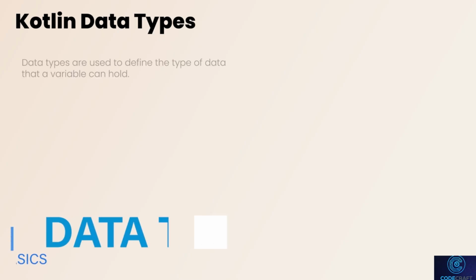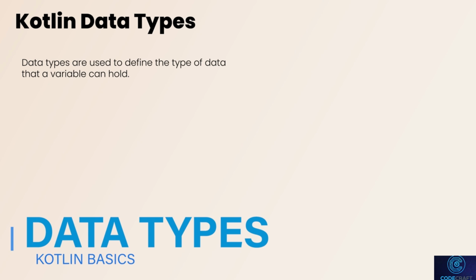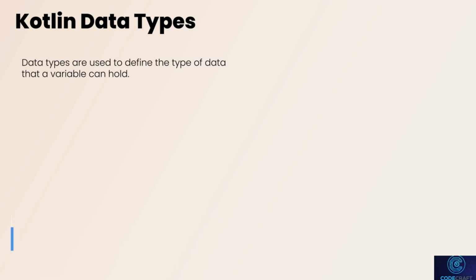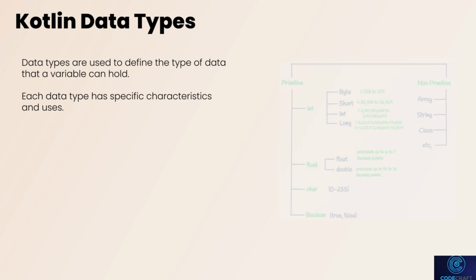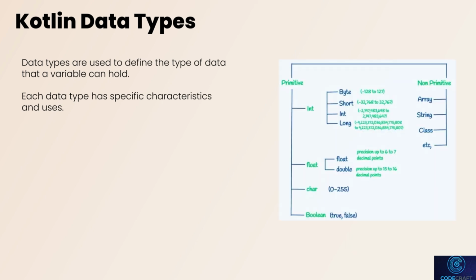In Kotlin, data types are classifications that specify which type of data can be stored in a variable. They define the kind of values a variable can hold and the operations that can be performed on those values. In Kotlin, data types can be categorized into two main groups: primitive data types and non-primitive data types.